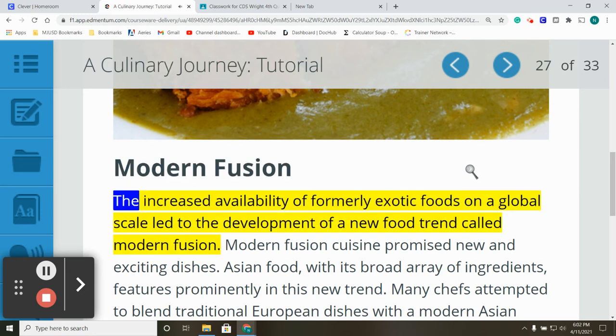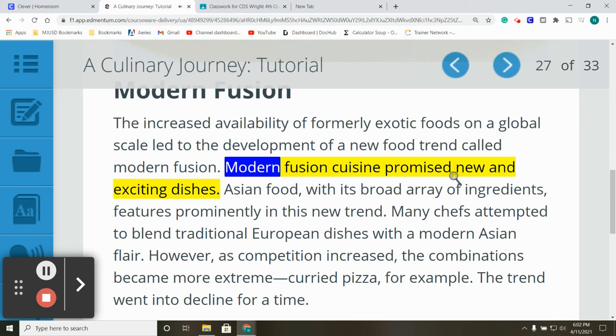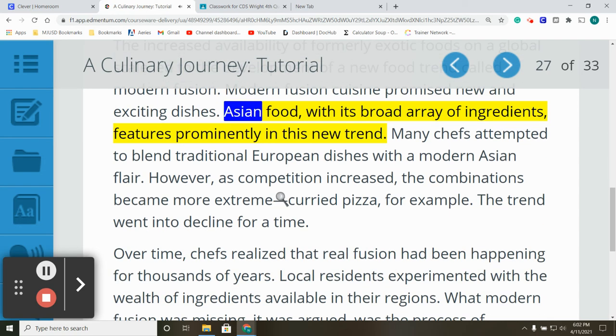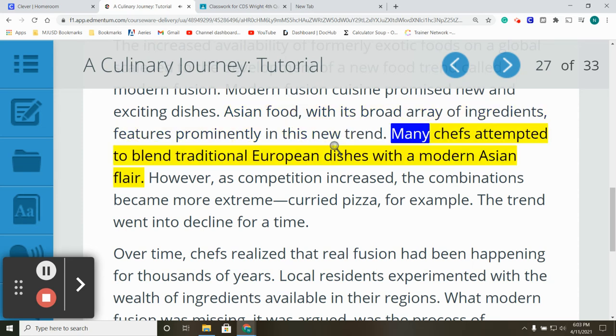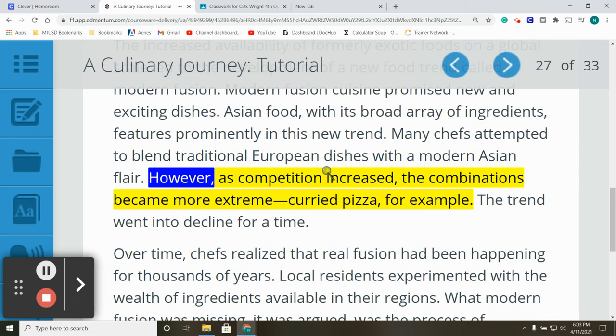Modern fusion. The increased availability of formerly exotic foods on a global scale led to the development of a new food trend called modern fusion. Modern fusion cuisine promised new and exciting dishes. Asian food, with its broad array of ingredients, features prominently in this new trend. Many chefs attempted to blend traditional European dishes with a modern Asian flair.